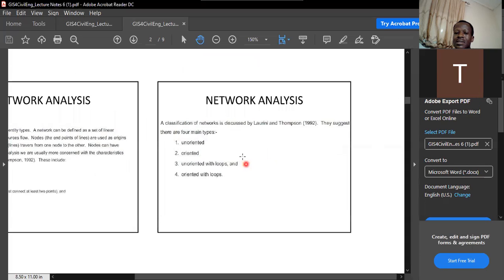We can have networks which are oriented with directions, and we can have networks in which there are no directions at all. There are networks that are not looped, they are just one way. Are you okay? You can't go and come back to where you started from.